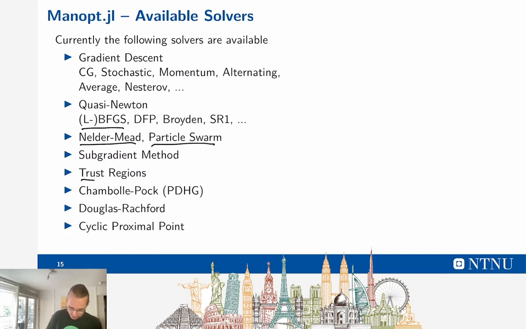There's, of course, trust regions. And these three are, again, for non-smooth optimization. So if your cost F is non-smooth, but has a certain additive form: Chambolle-Pock, Douglas-Rachford, and cyclic proximal point. All of them require different things in the problem, and then have specific options to work with that. But that's then exactly what you have to set up, or use the high-level interface.